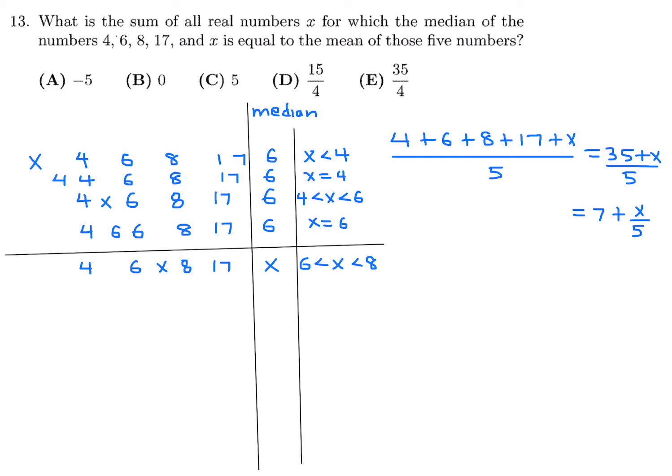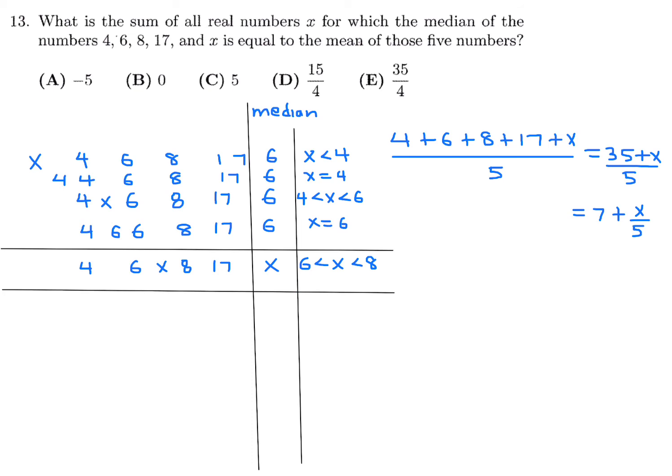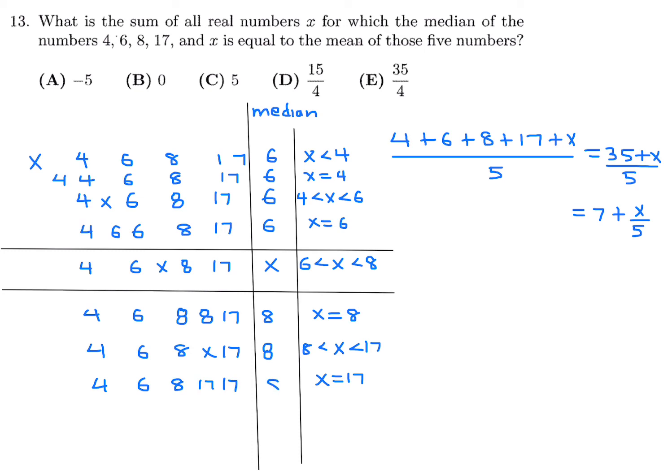So now we get into the next category, which is when x is equal to 8, and that would be 4, 6, 8, 8, 17. This time the median is 8. Next, 4, 6, 8, x is there, so that means x is between 8 and 17, and the median again is 8. Finally, we have x equals 17. 4, 6, 8, 17, 17. Median again is 8. And then x is greater than 17. So we'd have 4, 6, 8, 17, and x. Median again is 8.